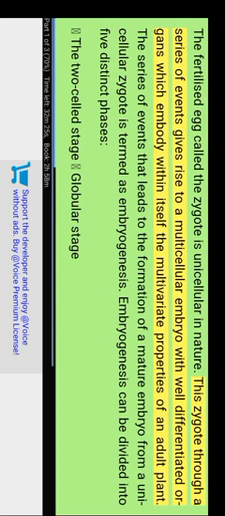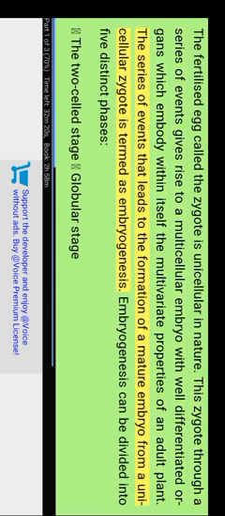This zygote, through a series of events, gives rise to a multicellular embryo with well-differentiated organs, which embody within itself the multivariate properties of an adult plant. The series of events that leads to the formation of a mature embryo from a unicellular zygote is termed embryogenesis. Embryogenesis can be divided into 5 distinct phases.